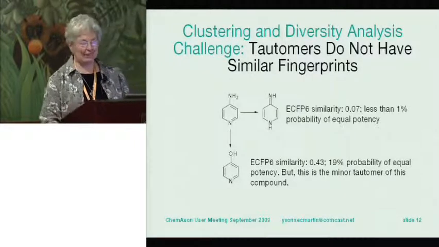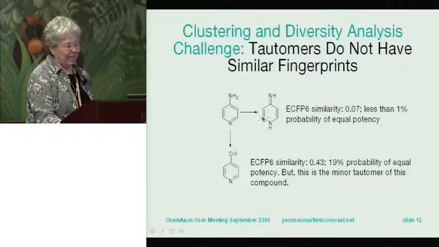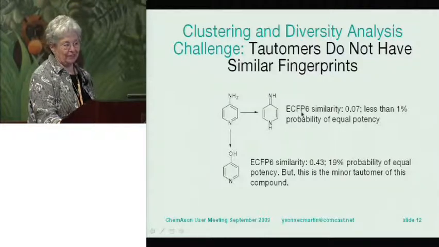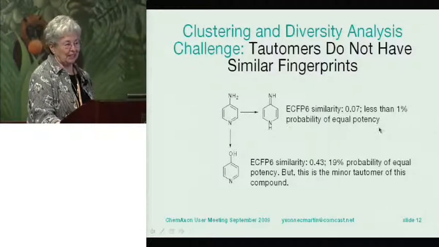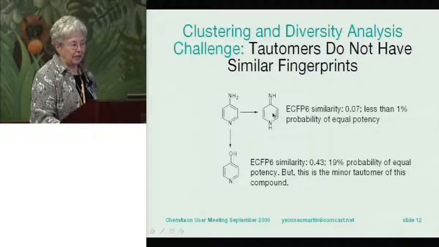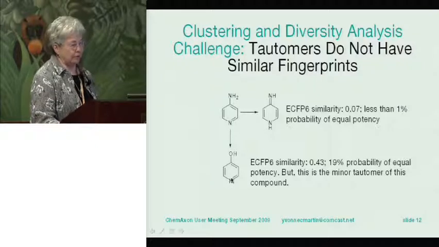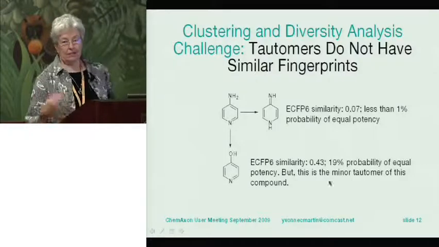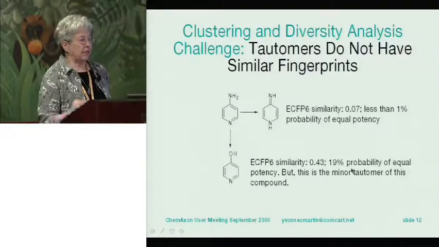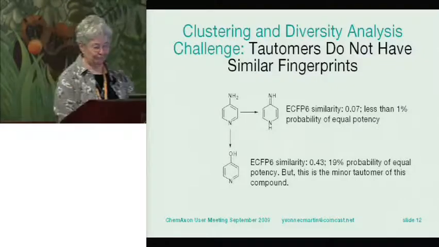Okay, and so just to remind you, 4-aminopyridine exists in this form. It's not very similar with the circular fingerprints, so dissimilar that there's less than 1% chance that we would say those should have equal potency. If you're looking for similarity to find other molecules that might be active, you might pull this out and say, oh, well, that has a 19% chance of having similar potency. But unfortunately, it's the minor tautomer. And so you're stuck.